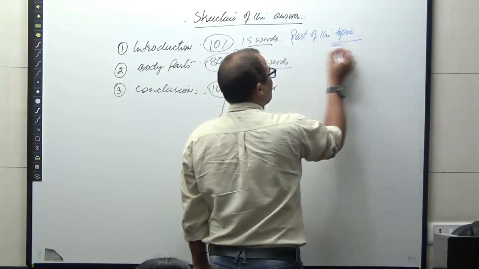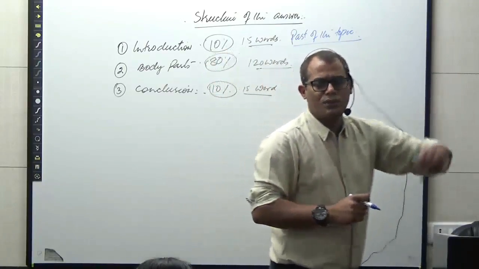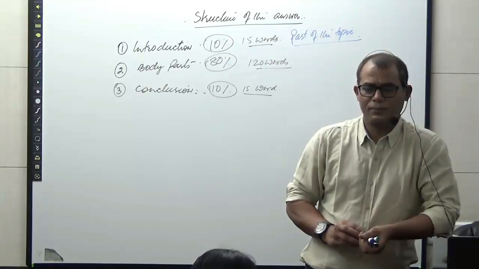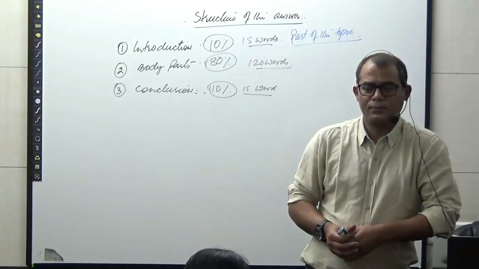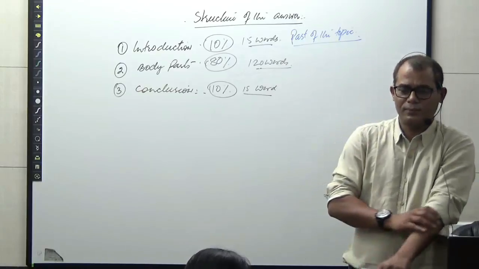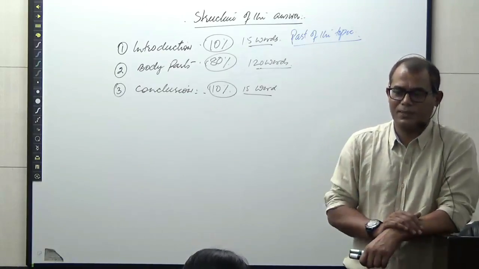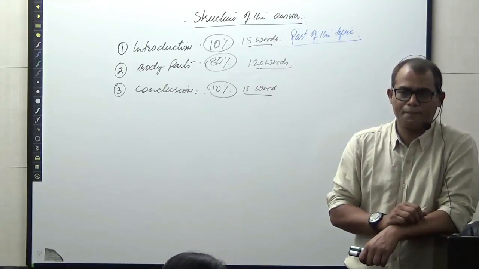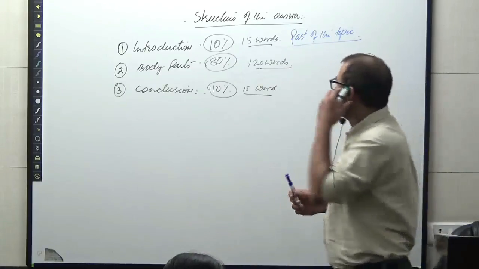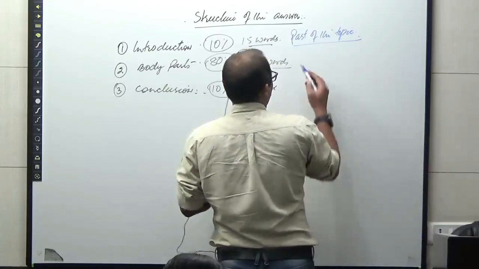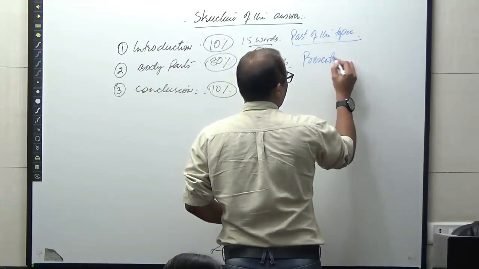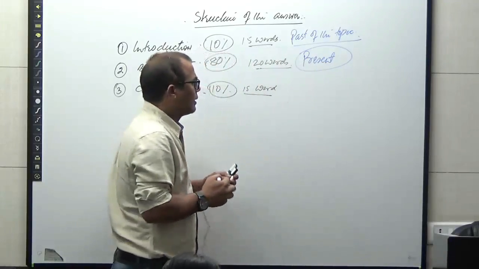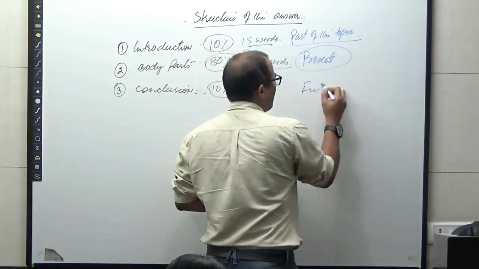Like for example, if you introduce yourself. So everything is about the past, right? So when you introduce yourself, when you introduce the topic, it's all about the past of the topic, right? Body parts is the present of the topic, that is the demand of the question, where the subject and predicate come into play, and you just try to link those subject and predicate. And conclusion is about the future of the topic.